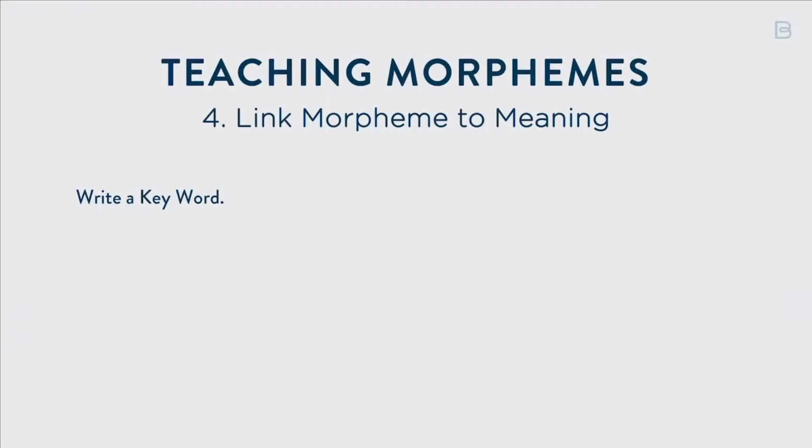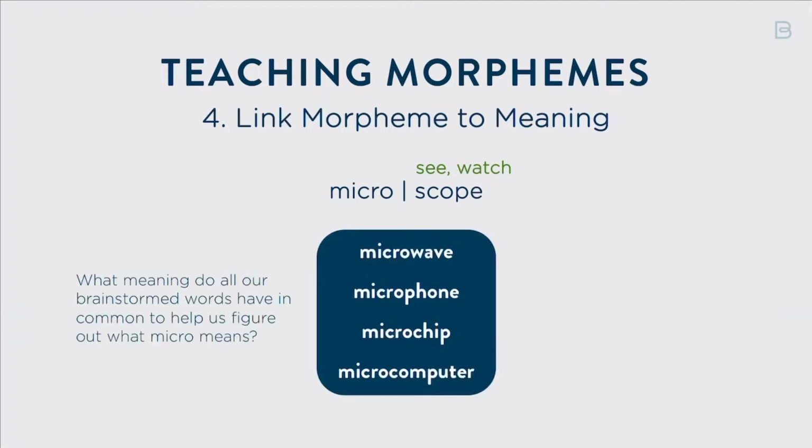The whole purpose of this is to link the morpheme to the meaning. So I could write my keyword. In this example, it's microscope. I would have already taught students that scope means to see or watch something. And I did mention that these images are too small to be seen without a microscope, leading the students to the meaning of micro, which is small. In all of the words we generated, whenever you see the root micro, it's going to be small.